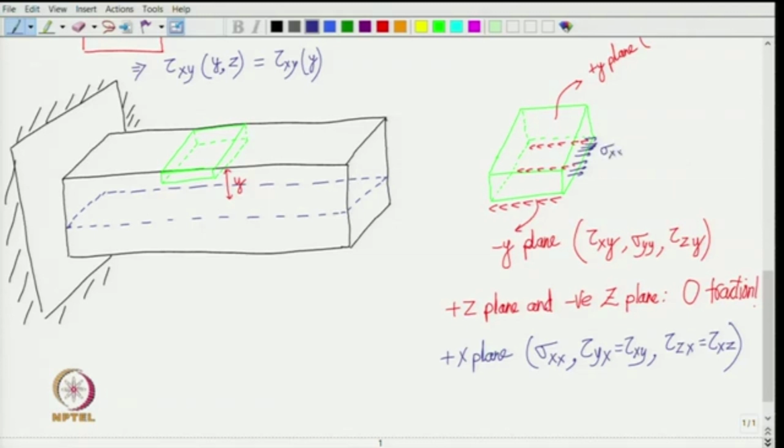Which is sigma x x, but at x plus delta x, right. And we also have tau x y, and since it is a plus x plane, tau x y is going to act in the plus y direction. So, we have tau x y also.